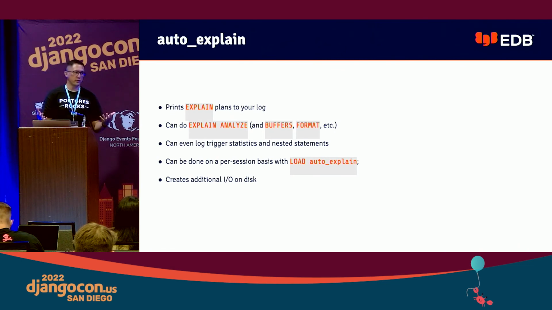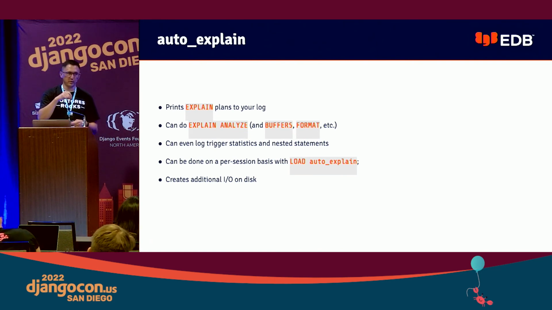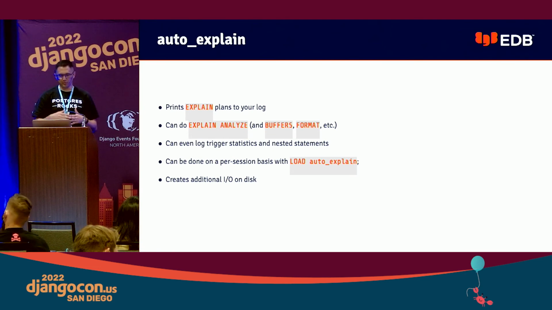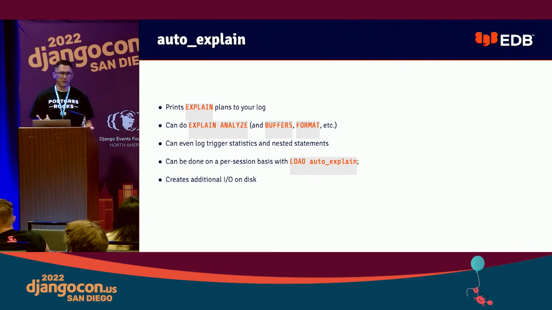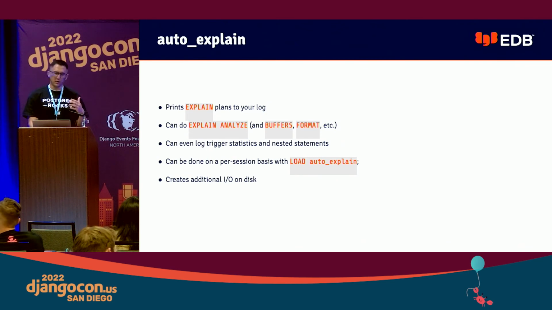This is a very, very useful extension, and I encourage all of you to use this. It basically prints explain plans to your log, and you can tune it to add analyze at a certain threshold. If a query takes more than 1 second, print out the explain analyze output. You can tack on the buffers and stuff like that as well. You can actually do it on a per session basis with LOAD auto_explain. So at the beginning of your connection, you can load up auto_explain and have it print everything to the log. It creates additional I/O to disk, so you don't want to use this in a production environment for very long.